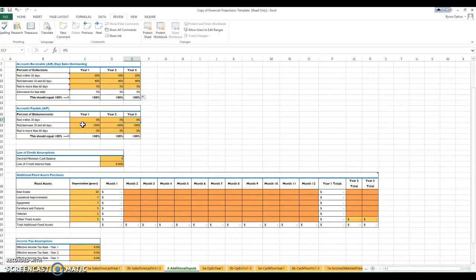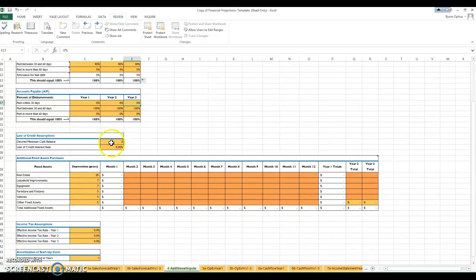You may have multiple suppliers where some of them you think are going to want to get paid right up front. That may be 20 or 25%, then the rest of it might be 70, 75%. Again, that needs to equal 100%. You can certainly choose to have a minimum balance in your checking account. Some people don't like to fall below a certain level.